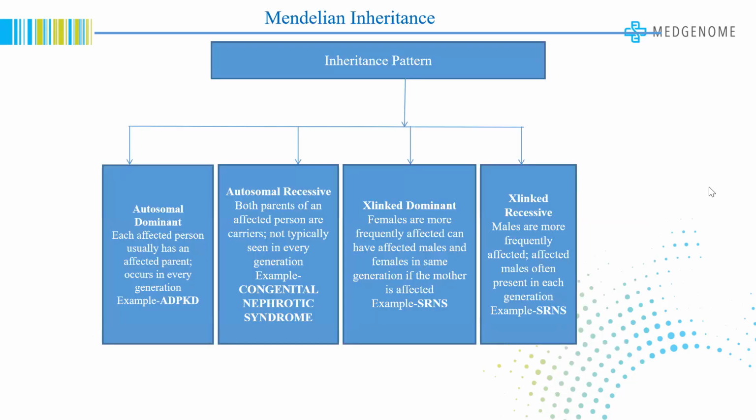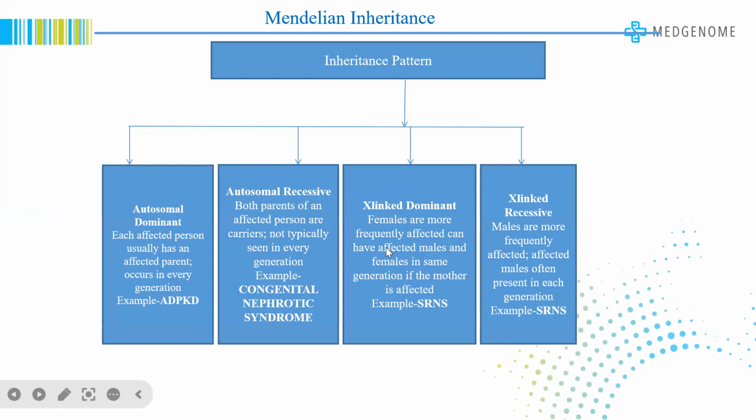Now, how do these genetic conditions get inherited? The inheritance will be by only these 4 methods that I have described here, which are relevant for our nephrologic diseases. It may be autosomal dominant: each affected person usually has an affected parent, and it occurs in every generation. A good example is ADPKD, autosomal dominant polycystic kidney disease. In an autosomal recessive condition, both parents of an affected person are carriers, and it is not typically seen in every generation. The example is congenital nephrotic syndrome.